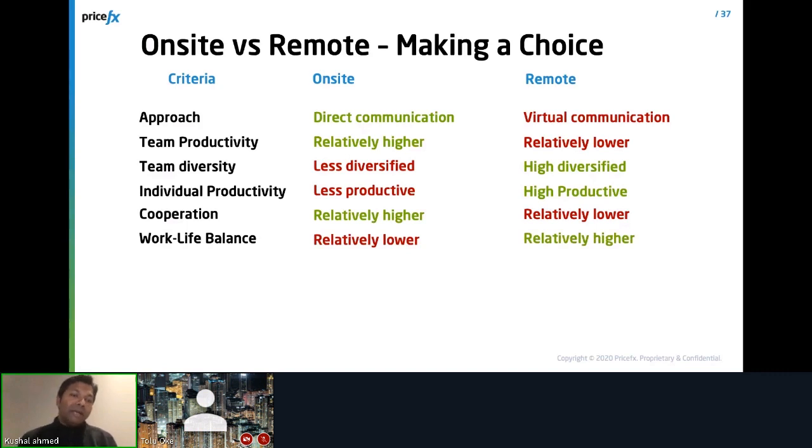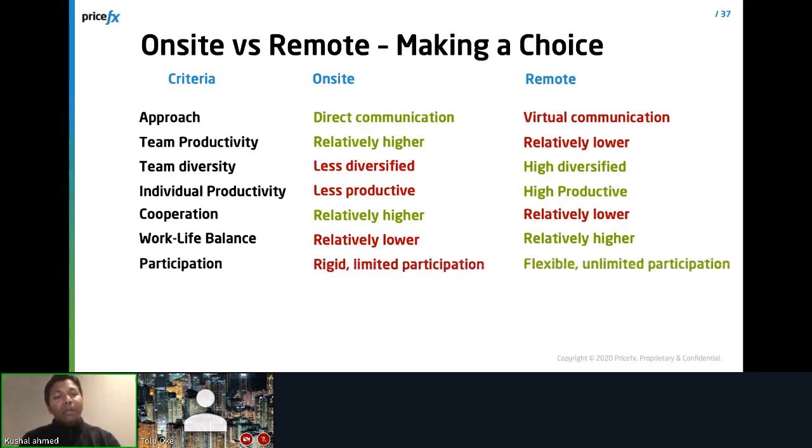For work-life balance, there might be some controversy here. For on-site, it's going to be relatively lower, but for working from home, it depends on how you have planned your day, whether you're keeping enough time for your breaks, lunch, exercise and family time. If you can plan it properly, you're going to enjoy your life working from home. So I would guess work-life balance is better when working from home.